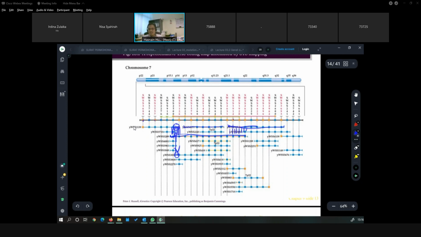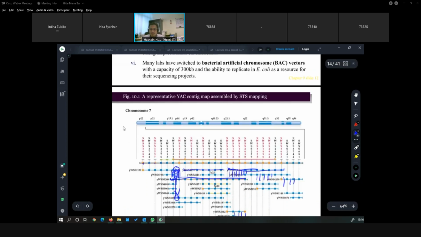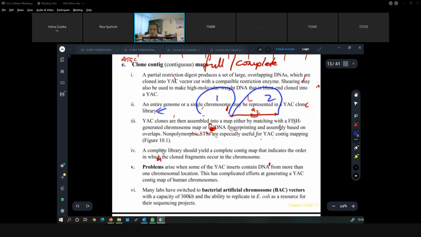So based on this, you can see that all overlapping function is to confirm the sequencing so that they are in the exact position. So you can know that they belong in this arrangement because one is the marker, another one is the overlapping. Okay, so that is why complete library should yield a complete contiguous contig map that indicates the order in which the clone fragment occur in the chromosome.